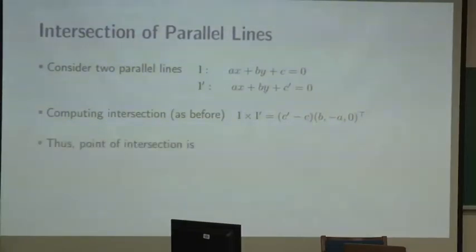Okay? So because the scale factor doesn't matter, the point of intersection is just B, minus A, 0. For projective points, K doesn't matter. C minus C prime was common in all of them and we just took that out, so the point of intersection is just B, minus A, 0. That is, I can write a projective vector with any scale factor and it will be equivalent, so I chose to make this one. Is that okay? Everyone is okay with that?